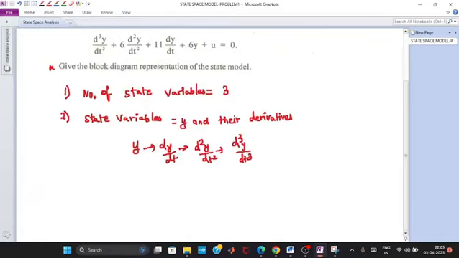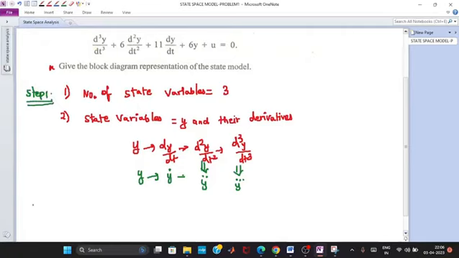Now y will always be represented by y, but dy by dt will be represented by y dash, that is y with one dot over it, and y double dot because it involves two time differentiations of y, and this we can represent as y triple dot. These things you have to remember, right? So now we are going to keep y and its derivatives as state variables. This is the first step of any problem. You have to keep this as step number 1.